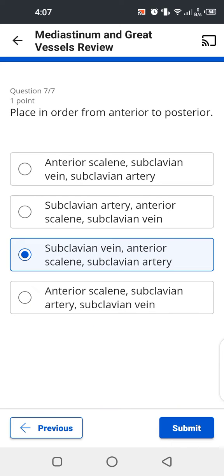Next, place them in order from anterior to posterior. Most anteriorly is located the subclavian vein, then the muscle, that is the anterior scalene muscle, and then the subclavian artery. So this is the anterior to posterior sequence. First of all the vein, then the muscle, and then the artery is posteriorly located.